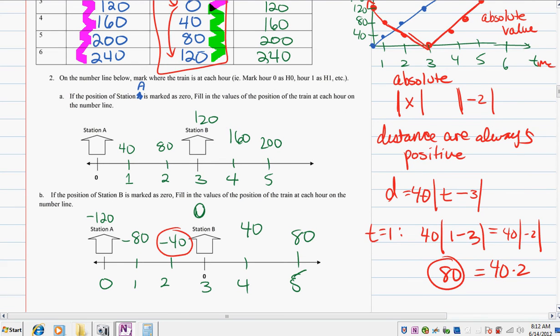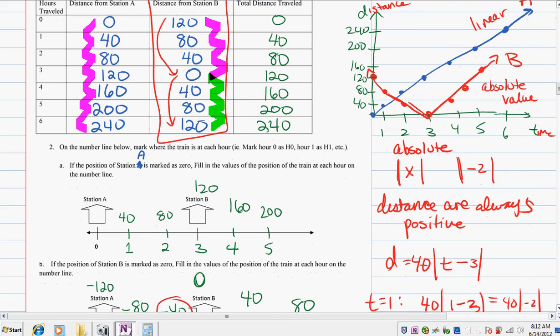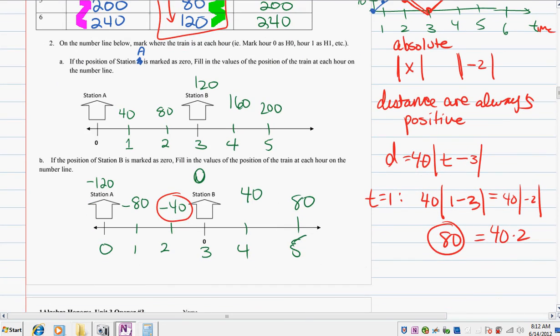So we'll get more into these functions later, but the key idea here is that distances can never be negative, and that they can be represented by the absolute value of that distance, or of the position.